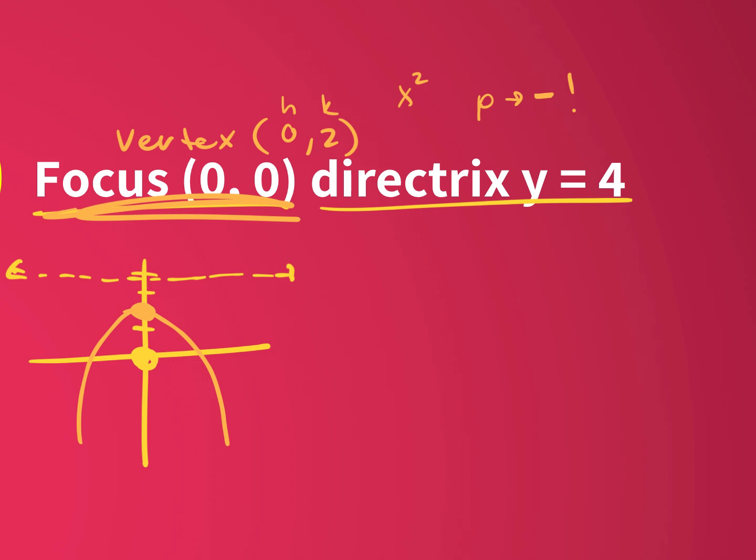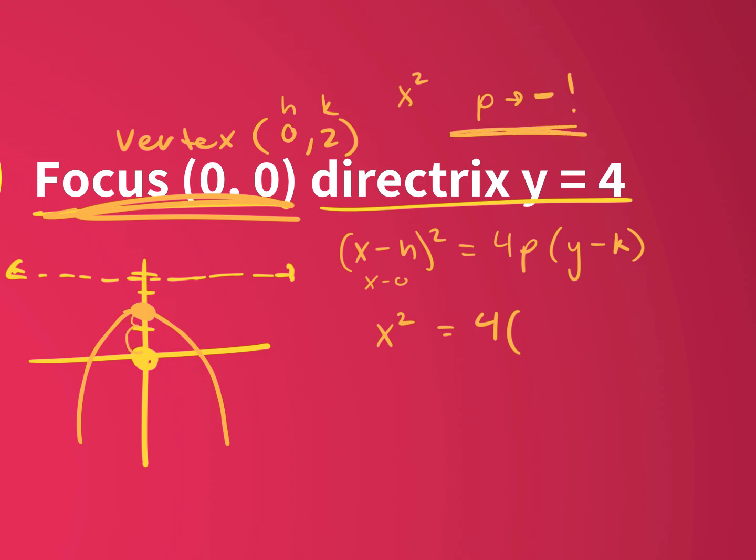So let's start by writing out our formula. Since it's x squared, it'll be x minus h squared is equal to 4p times y minus k. Our h is 0, so here we wouldn't put x minus 0 squared, it would just be x squared, because x minus 0 would just be x. P is the distance from our vertex to the focus, or vertex to the directrix, so that would be 2. And make sure you remember, p is negative since our graph opens down. We go in the negative direction, so negative 2. Times y minus k, and k is 2.